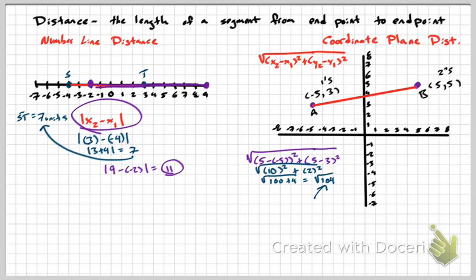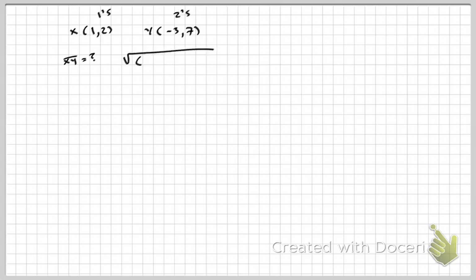Let's do it one more time without even a graph. So let's say I have the point 1, 2, and then I have the point negative 3, 7. And we're trying to find the distance from x to y, or the length of segment xy. Here's my 1s, here's my 2s. The formula is x2 minus x1 squared plus y2 minus y1 squared.